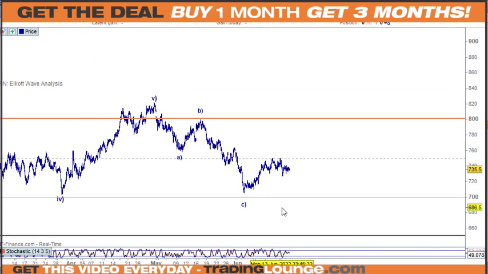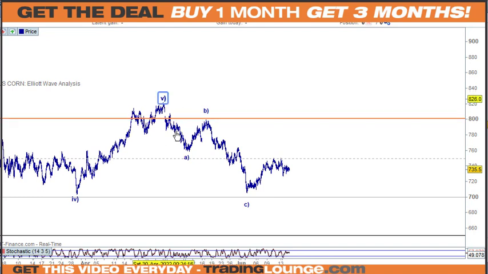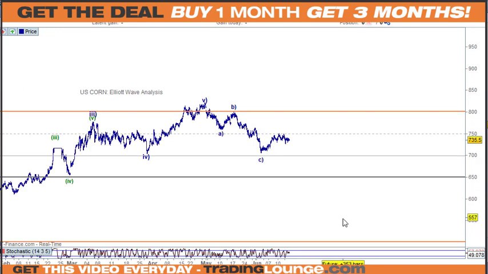It's looking good. We can get an A wave, a B wave, and 1 and 2 to here, 3, 4, and 5. So we can get it, but it may not be over just yet either. But I think it's okay.